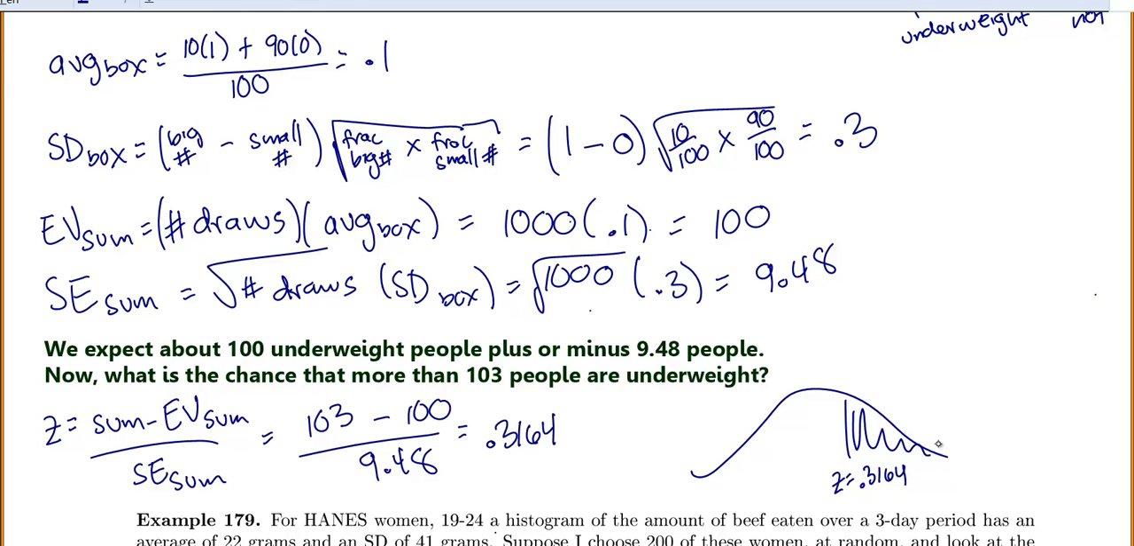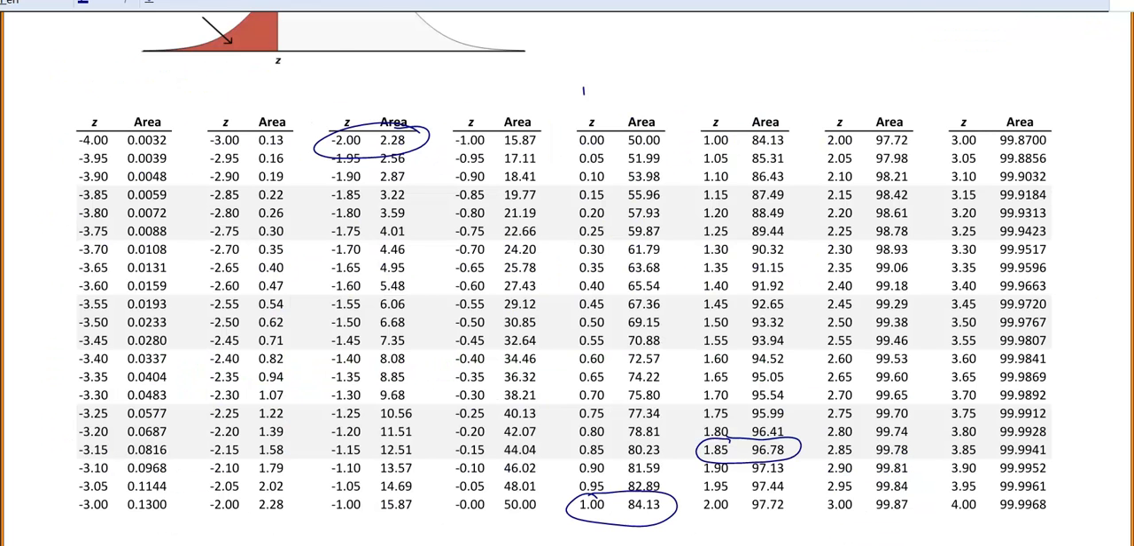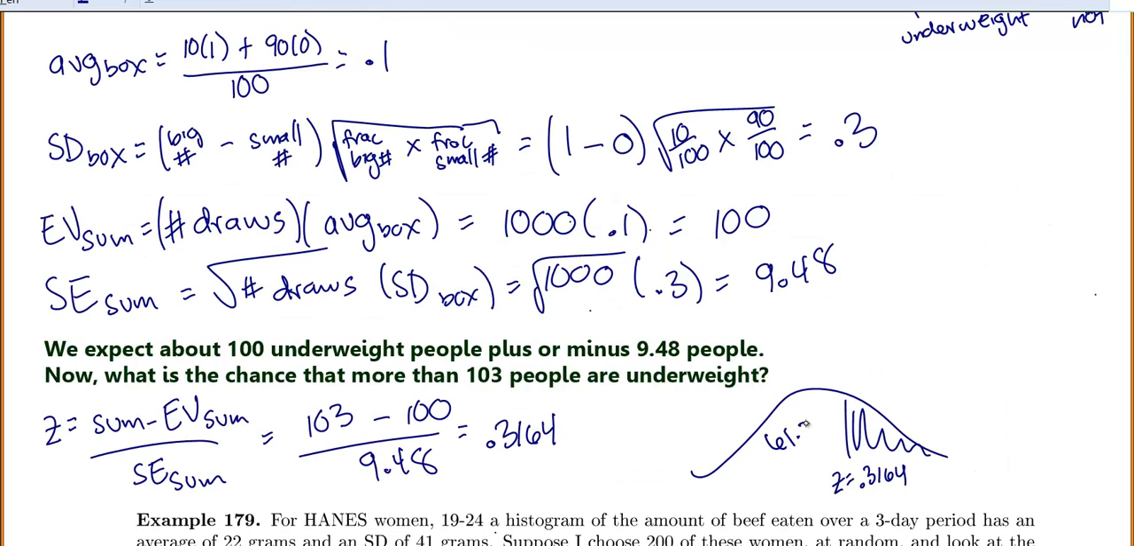We go to our normal table. We look up 0.3164, or 0.3 is probably our closest, so the area to the left is 61.79. So 100% minus 61.79% gives me 38.21%. So that's my final answer.